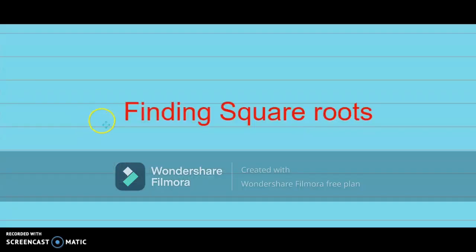In today's class, we will learn how to find the square root of a number. We will learn how to find the square root of perfect squares, and we will learn how to do it faster. In our next video, we will learn how to find the square root of numbers that are not perfect squares.